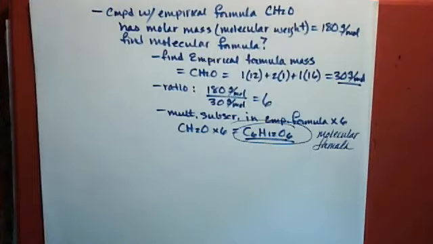The same thing can be done with percent data. If you're given percentages instead of masses for each of the elements present, then all you have to do is assume that you have a 100-gram sample, and the percentages immediately become masses.